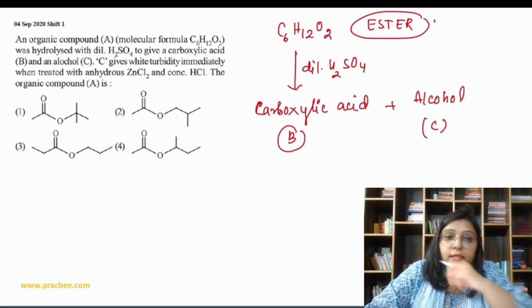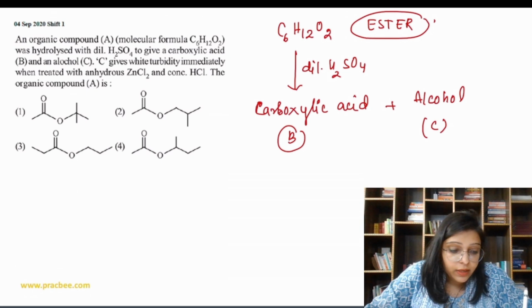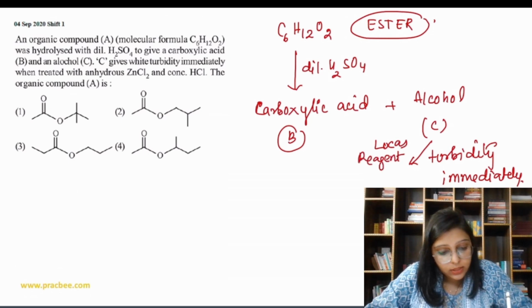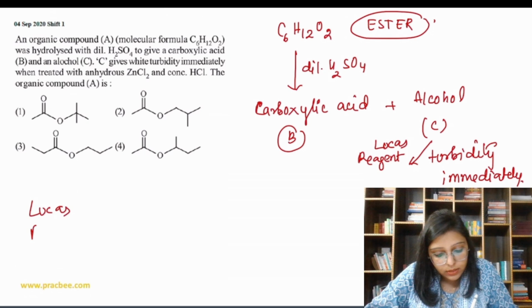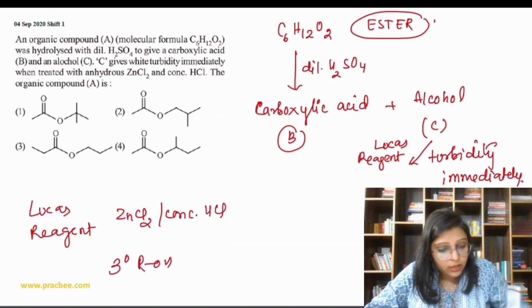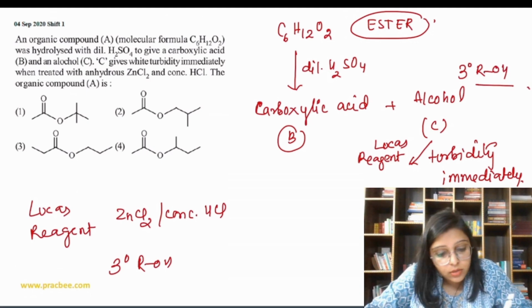Now next, C gives turbidity immediately with Lucas reagent. Lucas reagent is ZnCl2 and concentrated HCl. So it means it must be a 3-degree alcohol. So the organic compound A is.